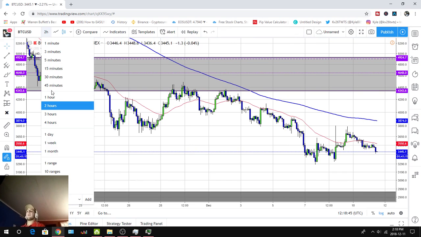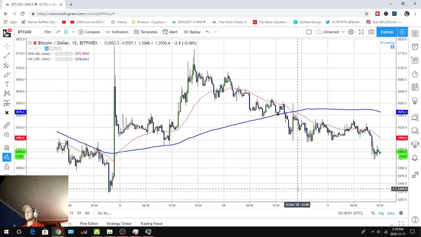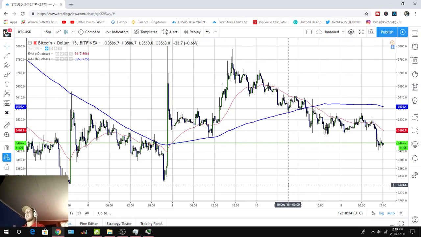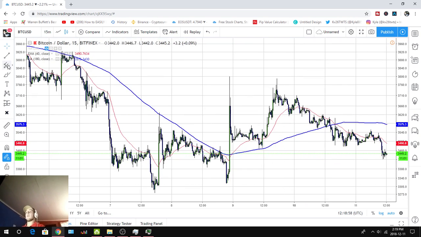Like, let me just show you. It literally takes like a second to identify support and resistance. It doesn't take long, correct? Once you understand support and resistance, it does not take long to identify, guys. Does not take long at all, correct?